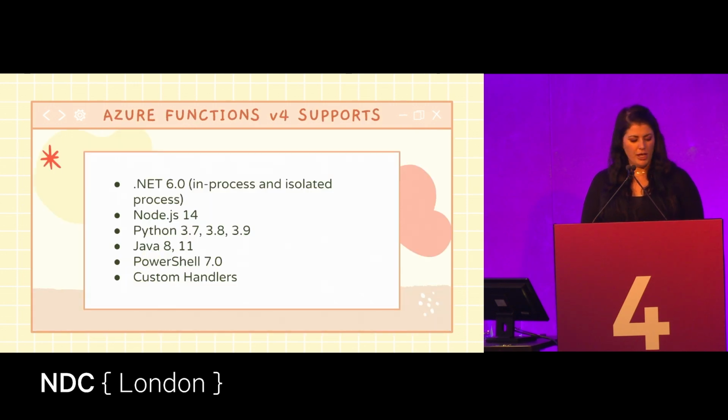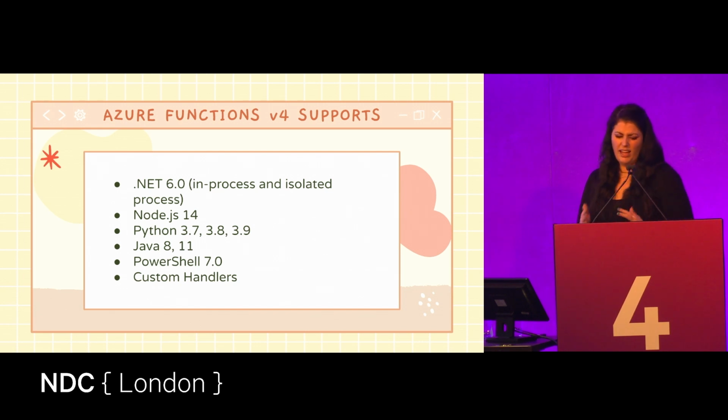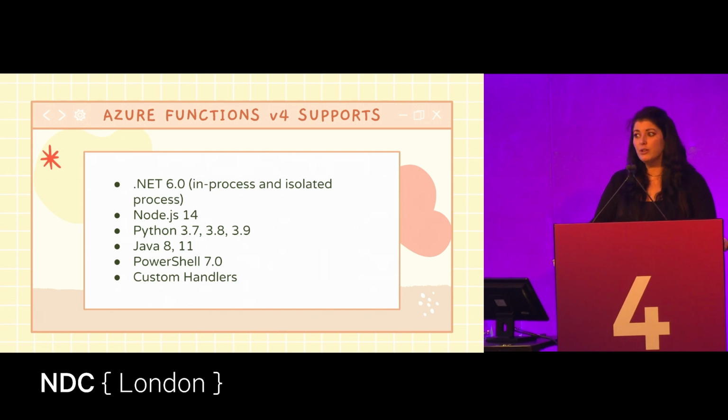So V4, which came out last November, well, GA'd last November, has the in-process and isolated process. It also supports Node, Python, Java, PowerShell, and then custom handlers, so you can do some other sorts of things with it. I hear the PowerShell ones are really popular as well, so if any of those things float your boat and you want to play with them, you can do that with Azure Functions. And they can all talk to each other and do things, so it's very cool.